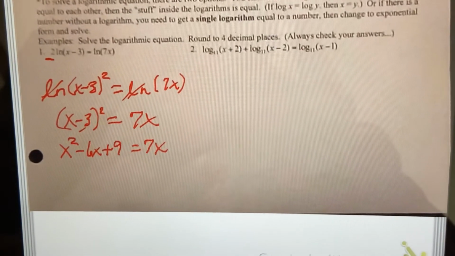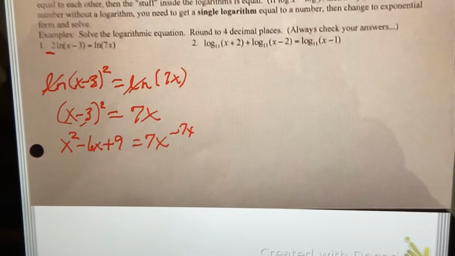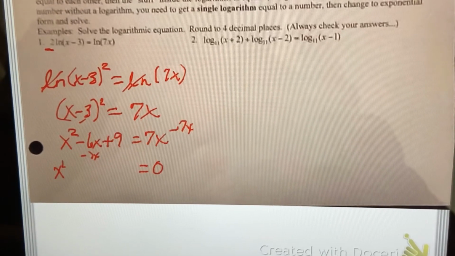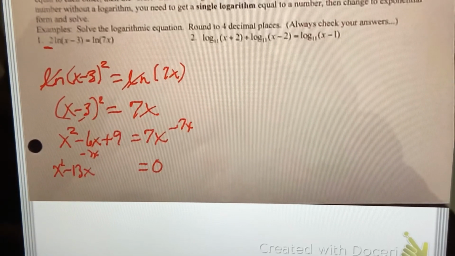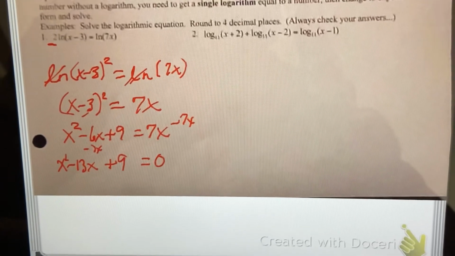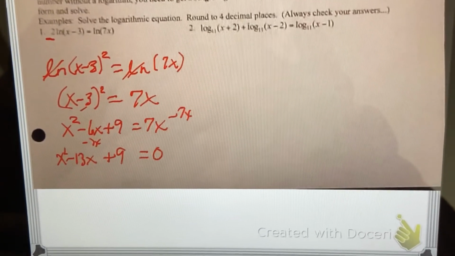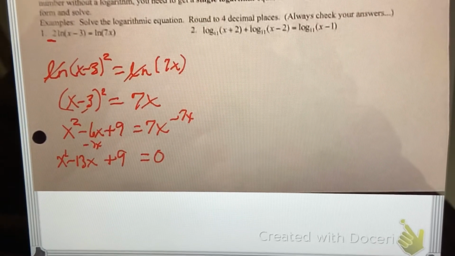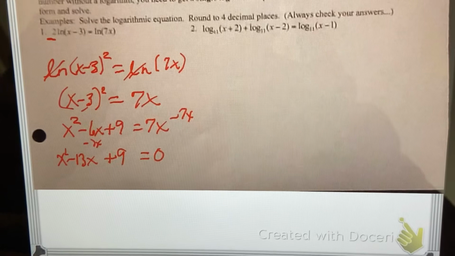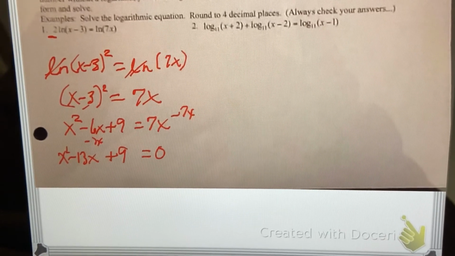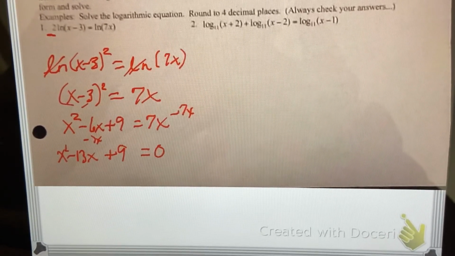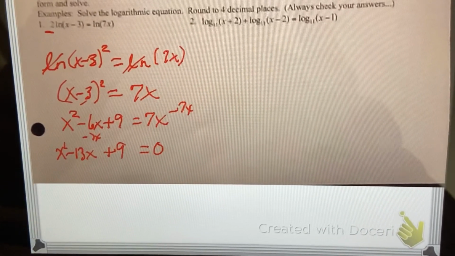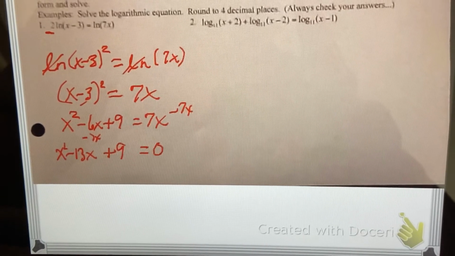I need to solve it, so subtract 7x from both sides. So x squared minus 13x plus 9. I'm going to get to this point and say, okay, what's x? Well, sadly, this little guy's not going to factor. So I'm going to have to revert back to something that I've used many, many times before to figure out what x is. And it's our old friend, the quadratic formula.